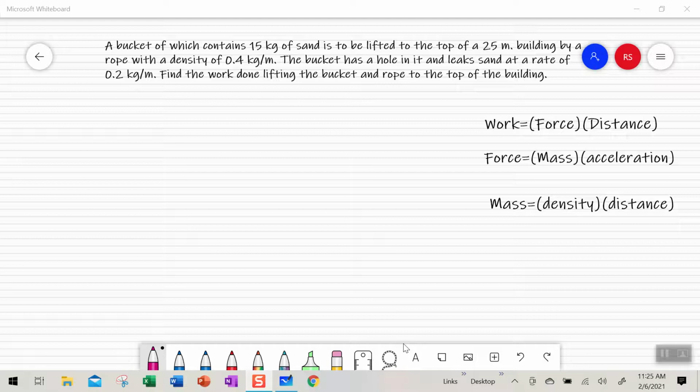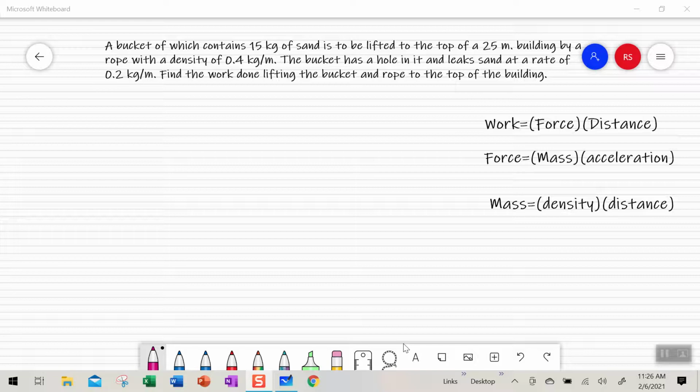So, a bucket which contains 15 kilograms of sand is to be lifted to the top of a 25-meter building by a rope with a density of 0.4 kilograms per meter. The bucket has a hole in it and leaks sand at a rate of 0.2 kilograms per meter. Find the work done lifting the bucket and rope to the top of the building.